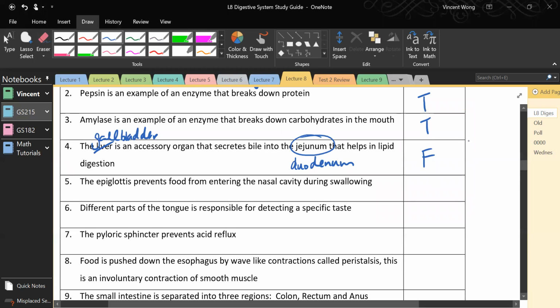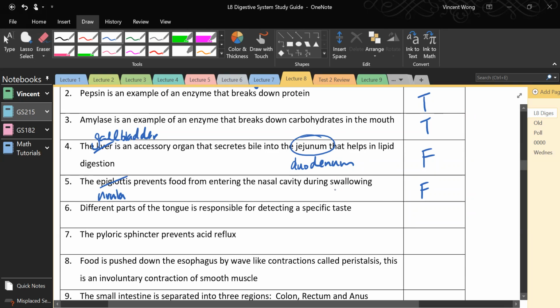Next part, the epiglottis prevents food from entering the nasal cavity during swallowing. That's false. It is not the epiglottis. It is the uvula. Or you can change it to the epiglottis prevents food from entering the trachea during swallowing. Either way is okay.